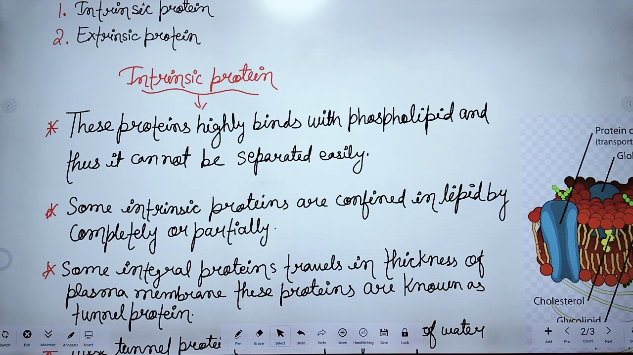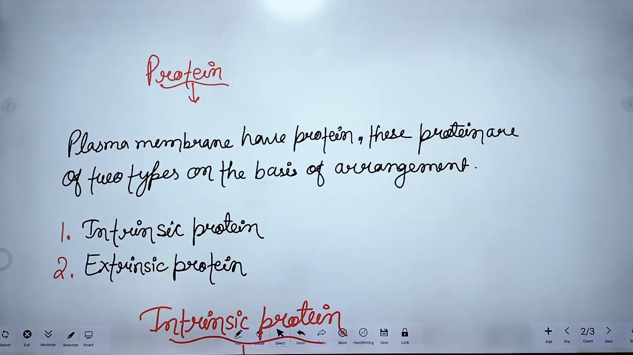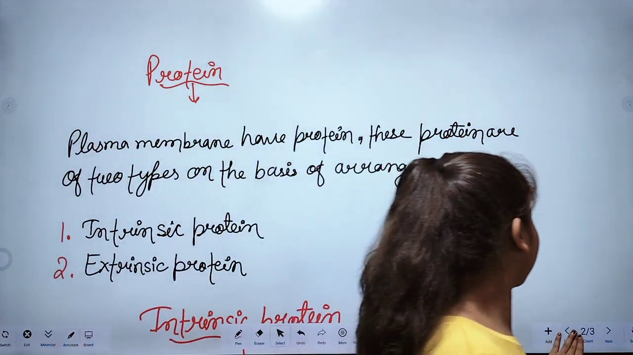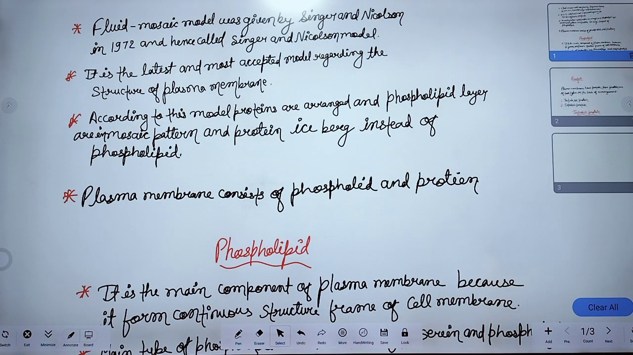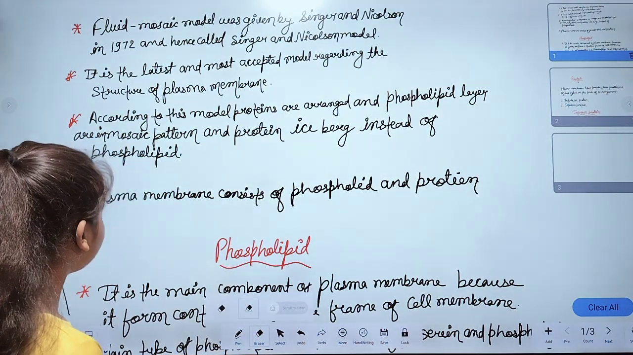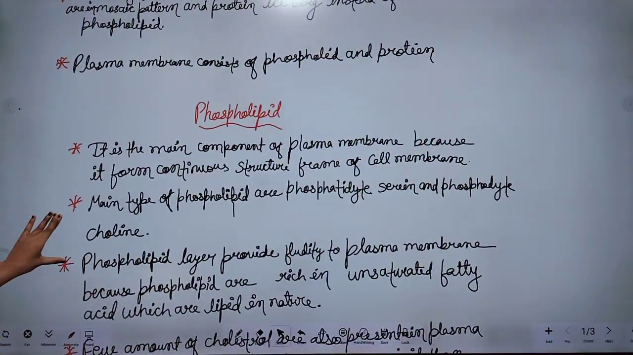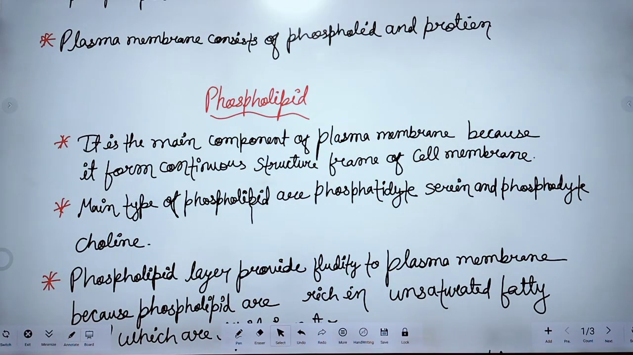Before this we had discussed the protein, that plasma membrane has protein. These proteins are of two types on the basis of arrangement. First is the intrinsic protein and second is the extrinsic protein. Before this we had also discussed the phospholipid, which is the main component of the plasma membrane, because it forms the continuous structure or frame of the cell membrane.